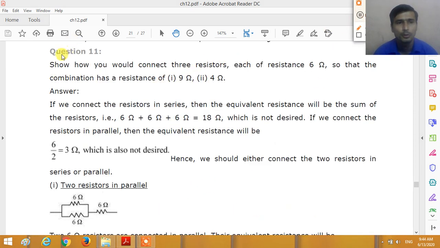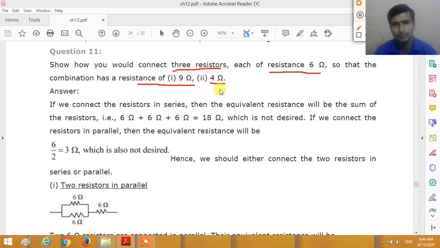Now question number 11. How would you connect 3 resistors, each of resistance 6 ohm, so that the combination has a resistance of 9 ohm and 4 ohm? So here, dear students, 3 resistors of resistance 6 ohm are given to you. How would you connect them to obtain the equivalent resistance of 9 ohm and 4 ohm?